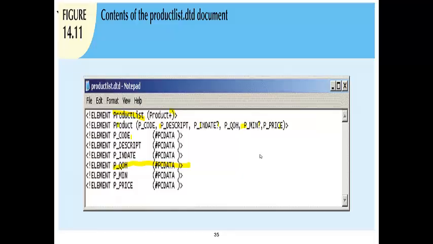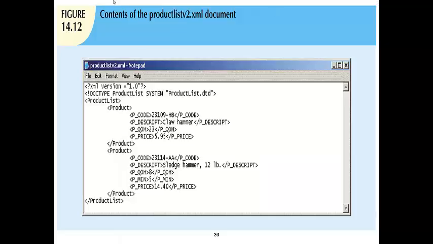So here we have our data. What this does is give us the definition of our data. Now the XML file itself, you see our extension here is .xml instead of .dtd. But here we say we have a document type, it's a product list, and this is the file that describes or defines that product list, productlist.dtd.